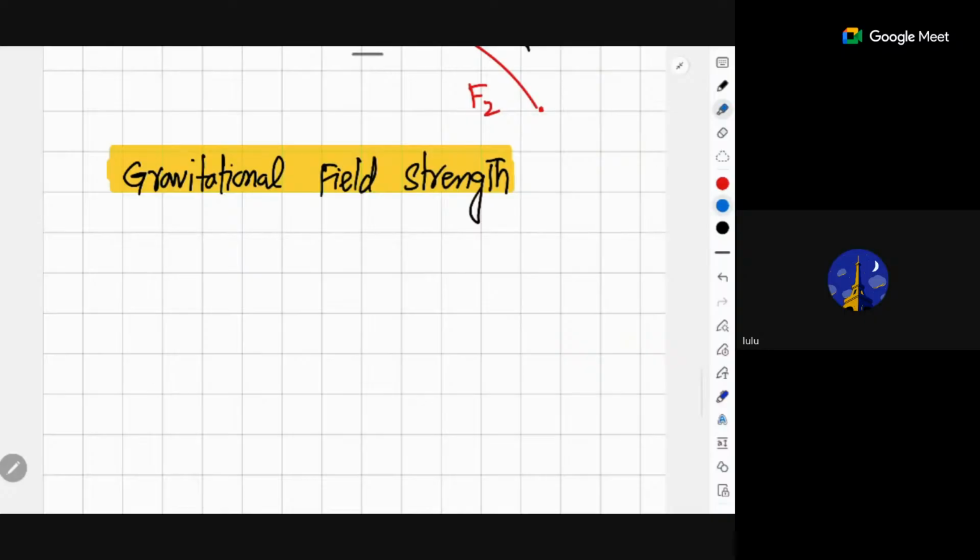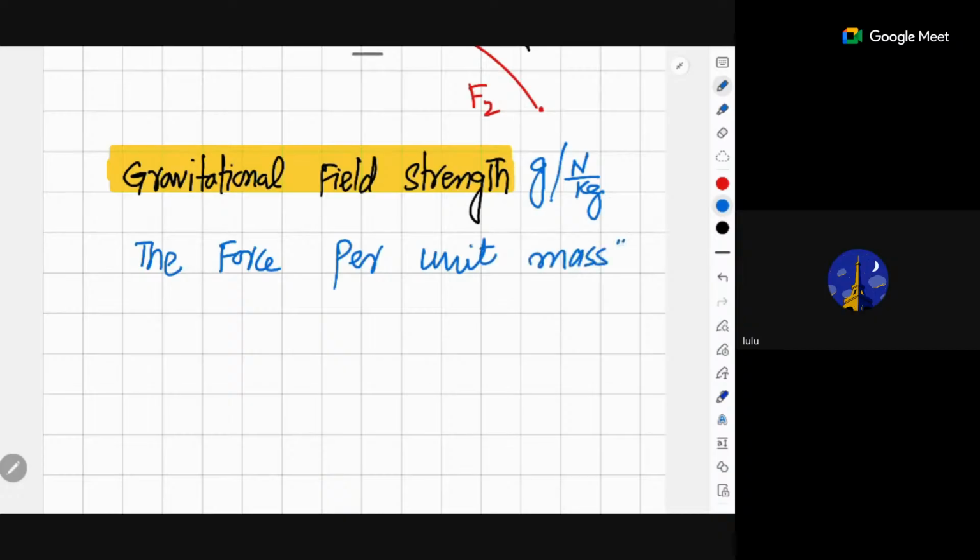The gravitational field strength is represented by g, and its unit is newton per kg. This is basically the field intensity. So I can simply say that gravitational field strength is the force per unit mass. By definition, it is simple.